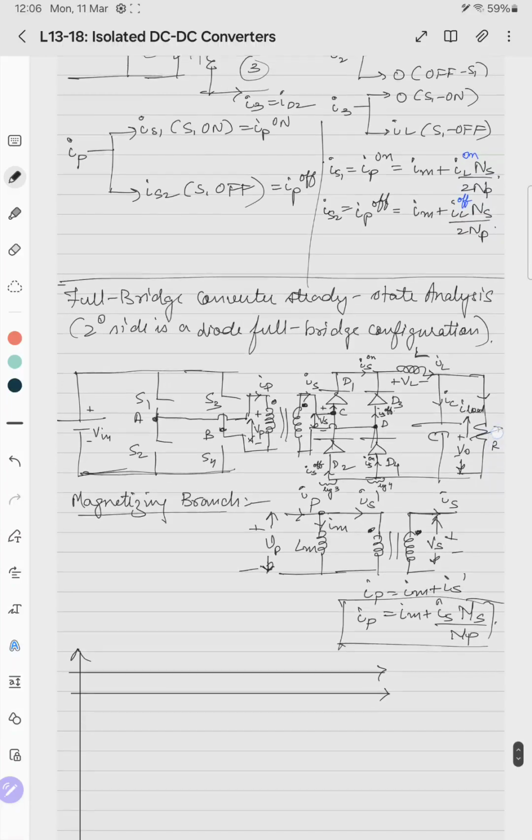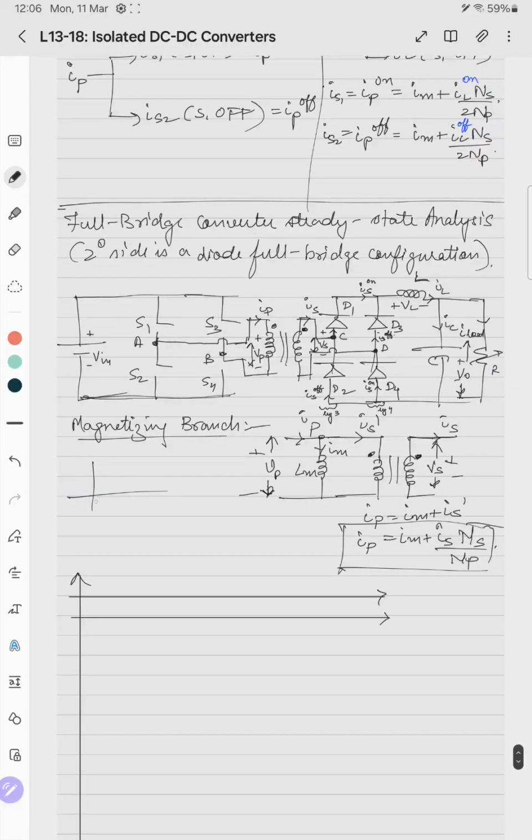What we'll do is we'll see the symmetry of the IM current. So IM will increase, it will be constant, it will fall, again constant, and it will be like this. So the IM will rise only when positive voltage is applied across the primary, which means that S1, S4 is on. It will be constant if, so here there are two instances of constant.